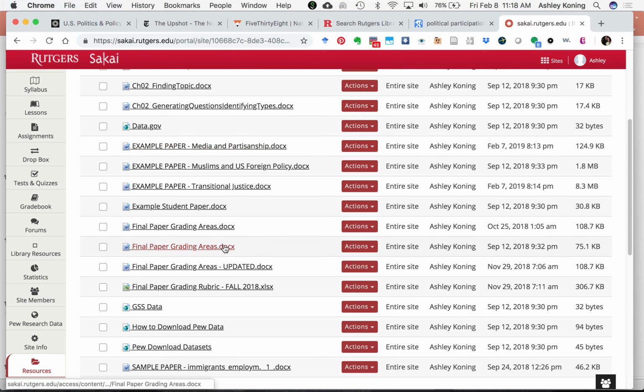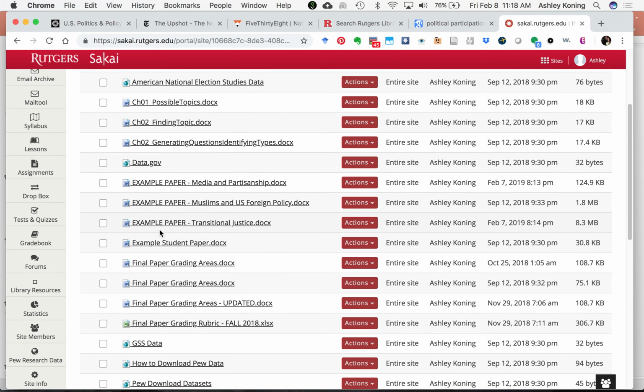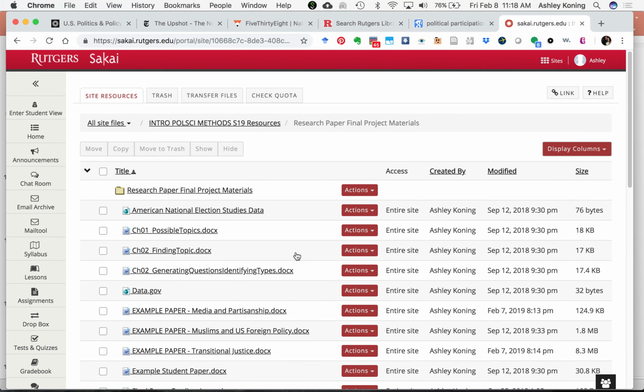The final paper grading areas will be updated, so I'll let you guys know. I'll keep you posted, but at least this will get you an idea. And there's a couple of data sets sprinkled throughout in there, and how to download data sets from Pew, and some stuff from the General Social Survey, GSS, in there as well.